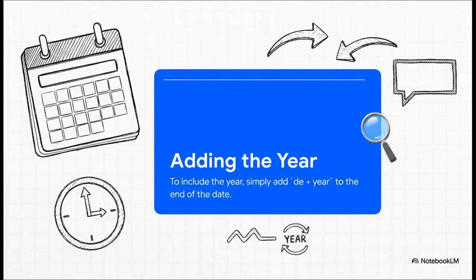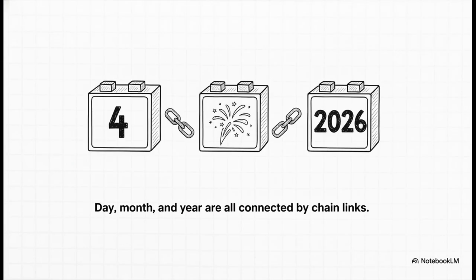So what if you need to get more specific and add the year? It could not be easier. You literally just add another de and then the year at the very end of the phrase. No complicated rules to worry about here. And this slide puts it all together beautifully. For July 4th, 2026, you'd say, el 4 de julio de 2026. You see how the day, the month, and the year are all just neatly tied together by the word de?